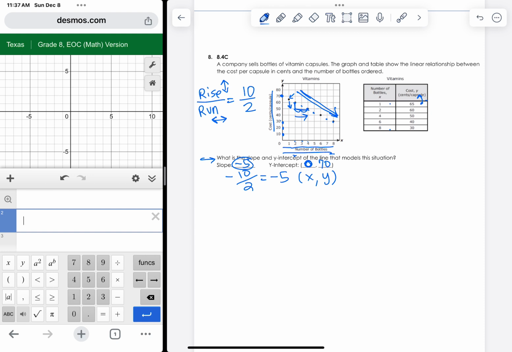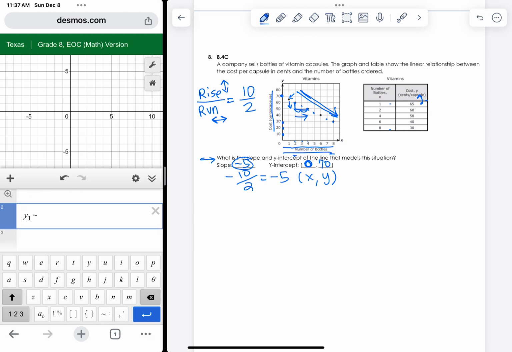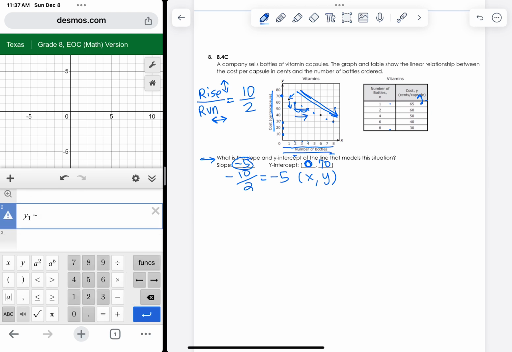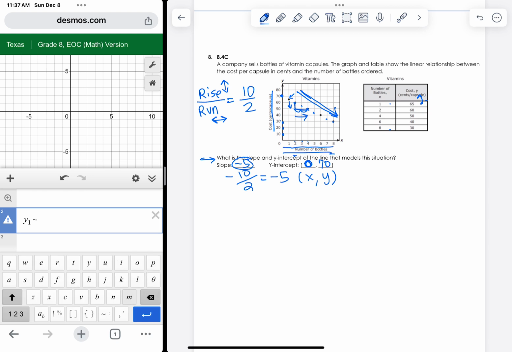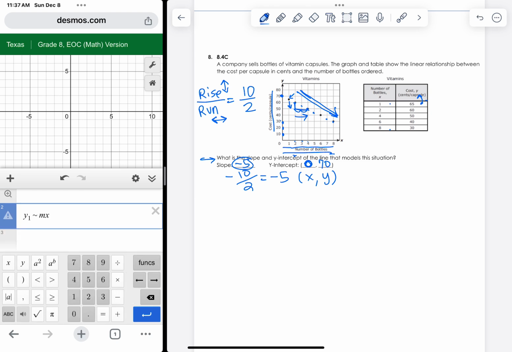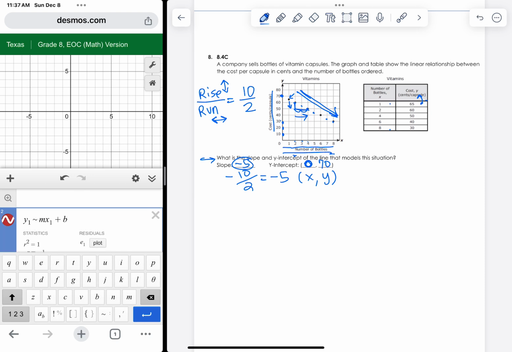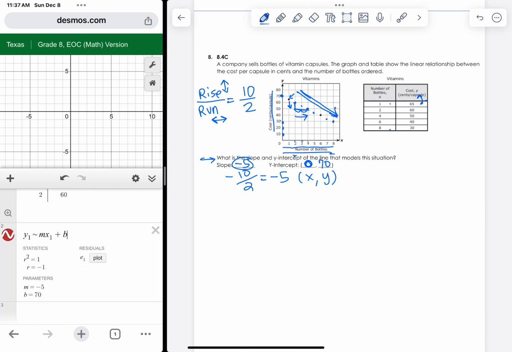Now the one thing I do have to remember is the y1 squiggly, then mx, I did that incorrectly. y1 squiggly mx1 plus b. This is the Desmos tool that will tell you what the parameters are down here. The parameters of this, m is my slope, always, and b is that y-intercept.